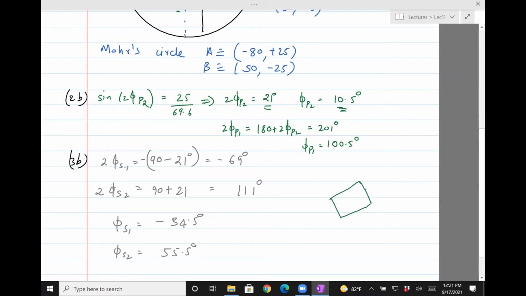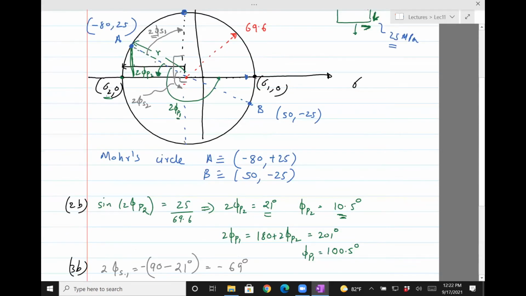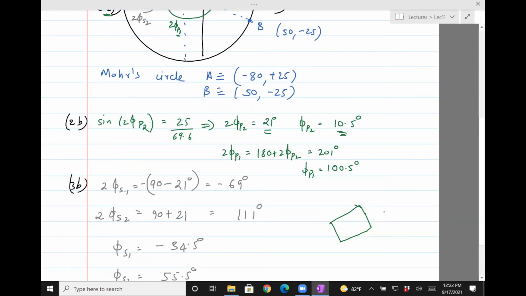Okay, so that face A, sorry, the face C, phi P2. Yeah, so face A is rotated by an angle of 10.5 degrees. That angle is phi P1 or phi P2 equals 10.5 degrees. So once we rotate this, now we need to draw the maximum, sorry, the shear and the normal stress on this plane, on this cube.